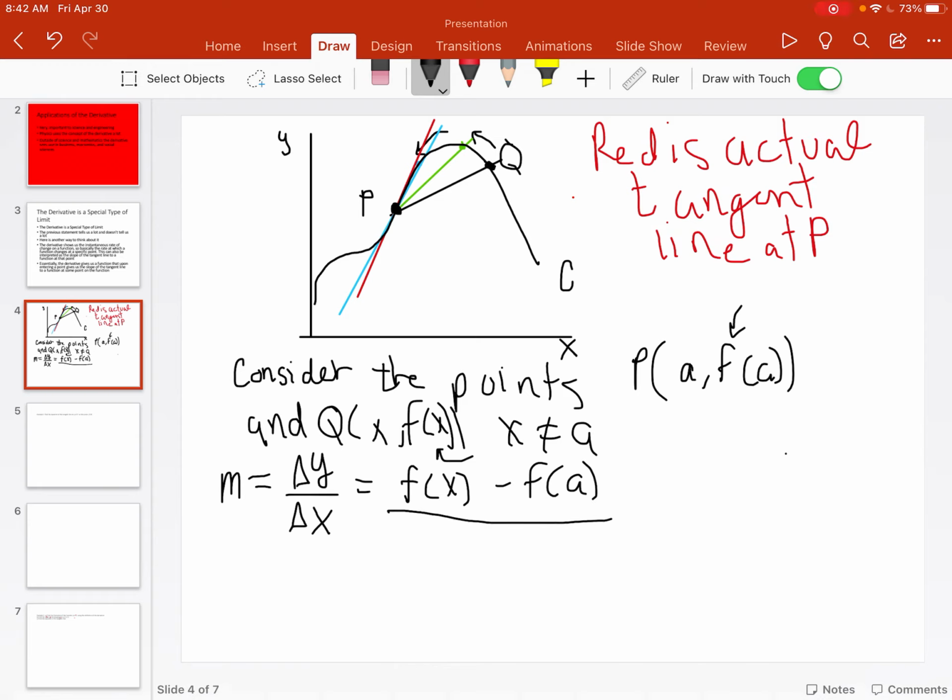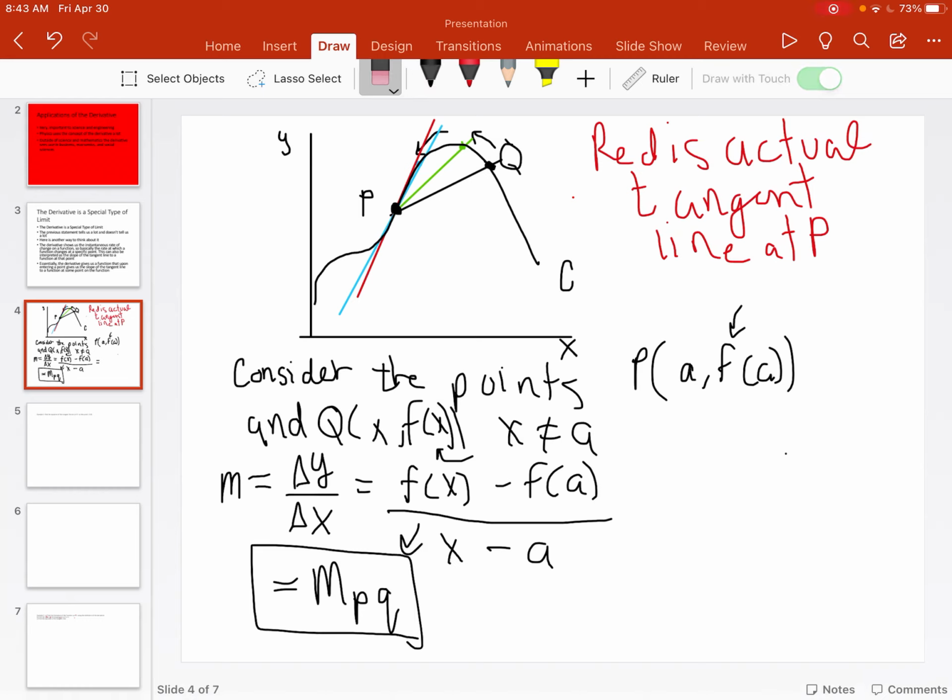over x minus a. This is the secant line between Q and P. We can write it like that. This is the slope of the secant line. We're going to call this m_PQ. This is the slope of our secant line.